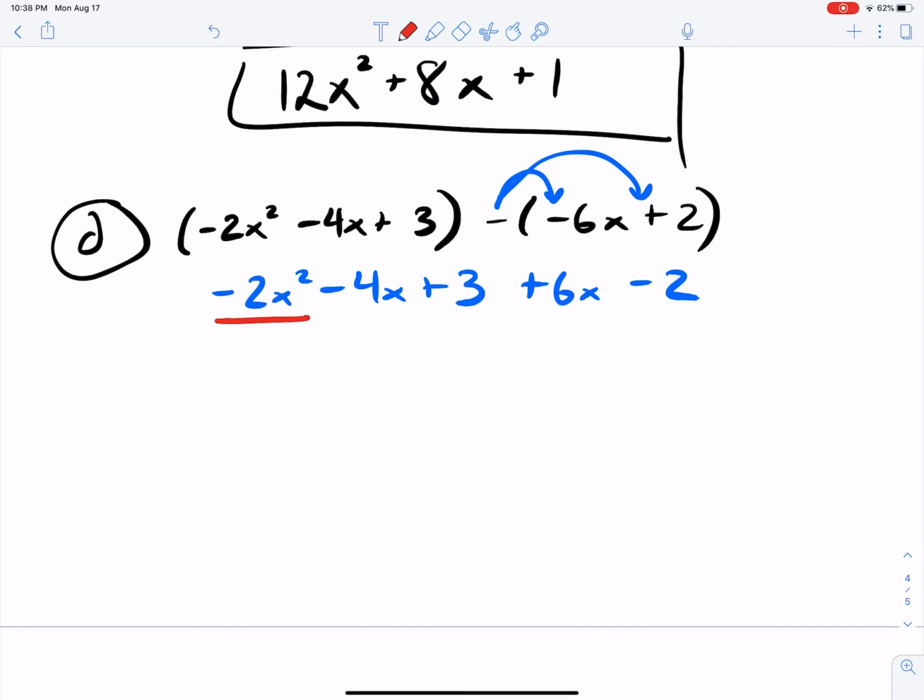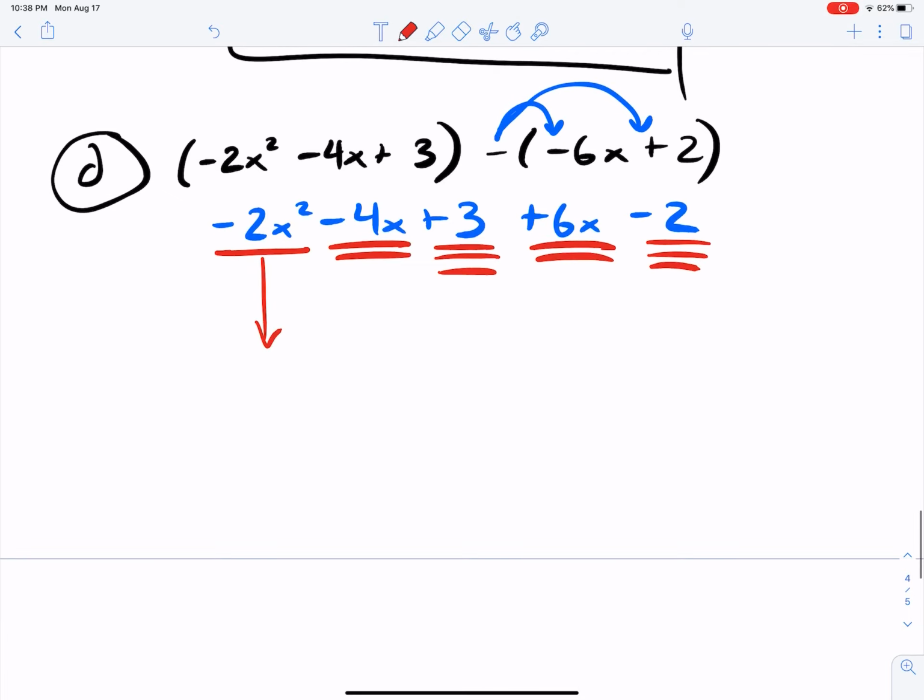Quadratic, I notice that's the only quadratic term. I have 2 linear terms here, and then I have some constants. So if there's nothing to combine it with, I'll just bring that down: negative 2x squared. If I take a look at my 2 linear terms, how many x's will I have? Negative 4 plus 6, that's going to be a positive 2. You have $6, you spend $4, you're going to have $2 left. And positive 3 and minus 2, 3 minus 2 is just a positive 1.